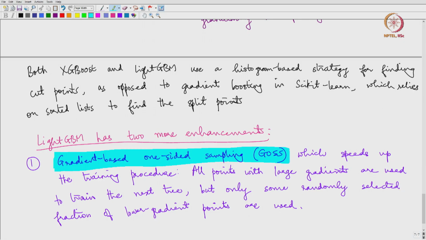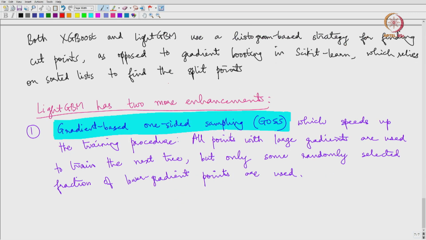You select all the points with the large gradients, and then the points with the low gradients you only select some of them, because you do not want to waste your time training on the low gradient points which are already fairly well predicted. So, this speeds up the training a lot.